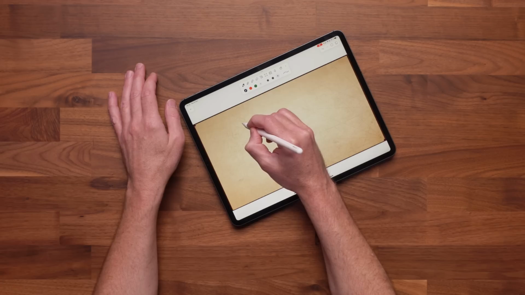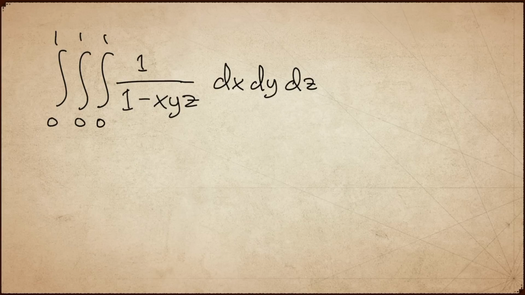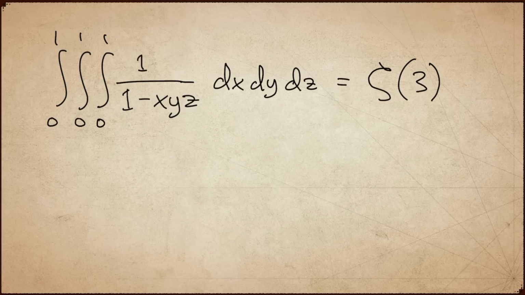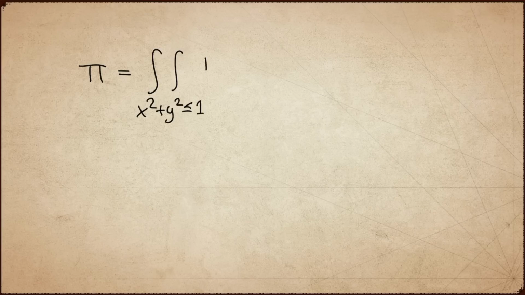A more complicated example. I take R to be 1 over 1 minus xyz. I take the triple integral over the unit cube. That means x goes from 0 to 1, and the same for y and z. Now, very surprisingly, this integral is equal to Riemann zeta of 3. Another example. The integral of 1 over x from 1 to 2, by elementary calculus, that is log of 2. So this number, log of 2, is also a period. The number pi is a period because it is the area of the unit circle, and that's also an integral.